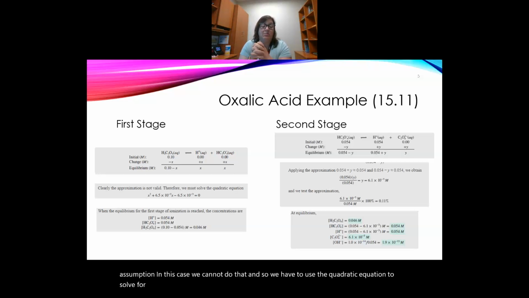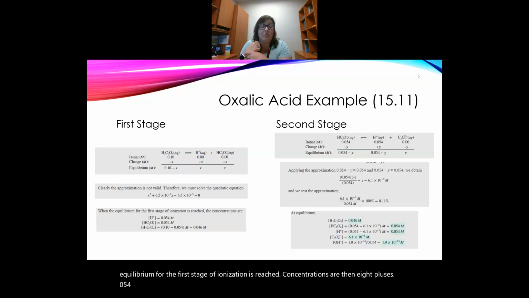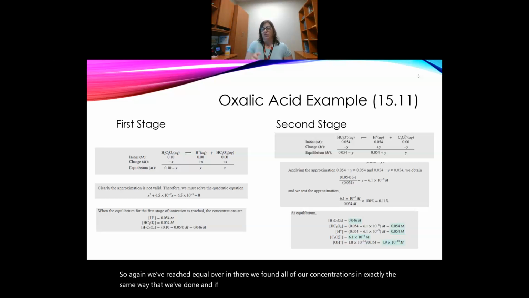That then gives us x squared plus 6.5 times 10 to the minus 2 x minus 6.5 times 10 to the minus 3 equals 0. When the equilibrium for the first stage of ionization is reached, concentrations are then H plus is 0.054, HC2O4 minus is 0.054, and the H2C2O4 equals the 0.10 minus the 0.054, which is 0.046 molar. So yay, we've reached equilibrium there. We found all of our concentrations in the exact same way that we've done. And if you need a walkthrough on that, that's in the example of the text. I didn't present it here because you've already got the full presentation.